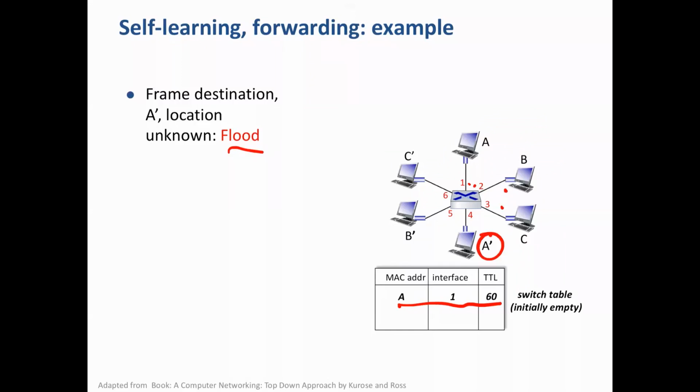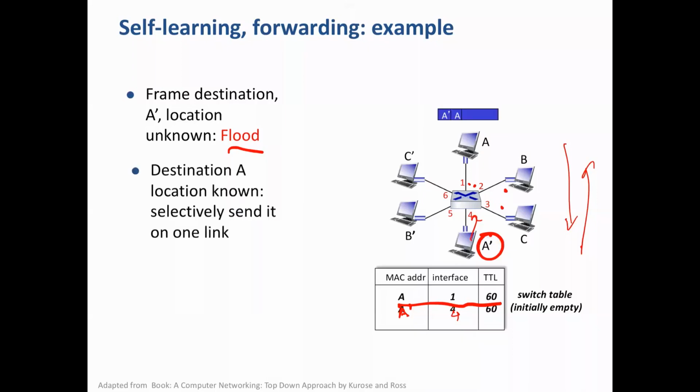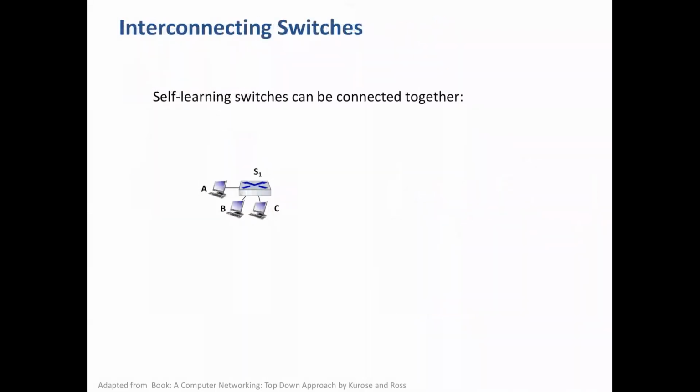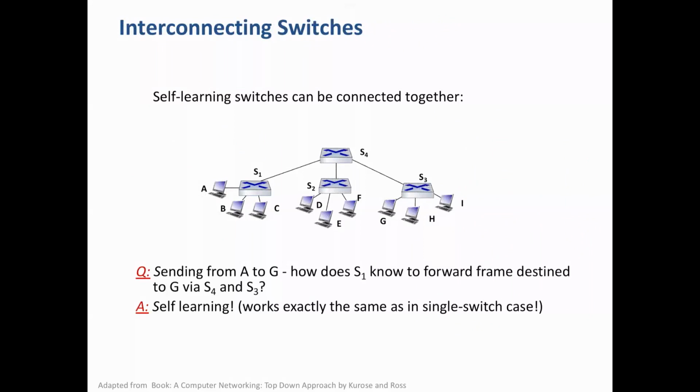Once A dash receives it, in general it has to respond back, right? Because communication is usually not one way, it will send some kind of acknowledgement. When it acknowledges, this switch will come to know that A dash is connected at port 4, and as this communication goes on, the switch will learn about who is connected where. Okay, all right, so this is the method.